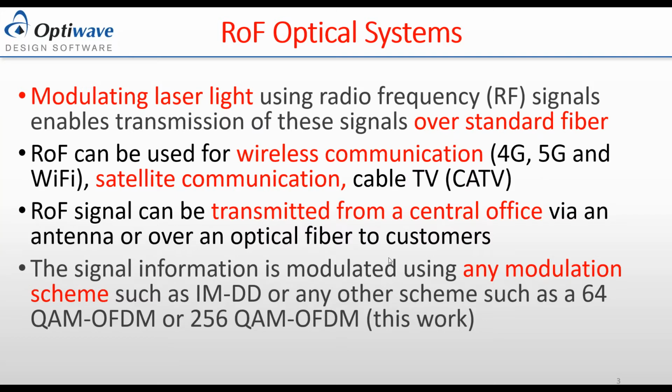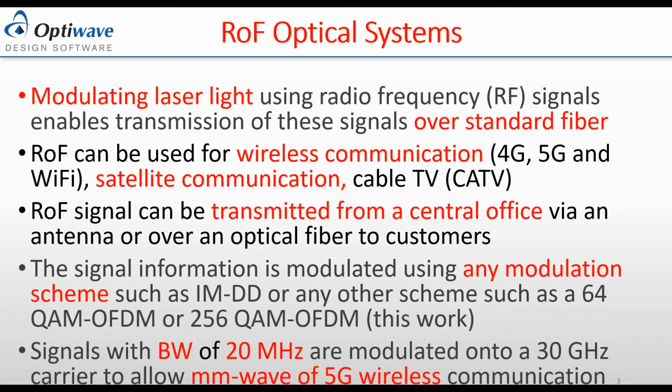The information of the signal is usually modulated using different modulation schemes available to the user. Some of them are intensity modulation and direct detection, or other schemes like QAM, OFDM, or PAM signals. All of these modulation schemes are available to be used in radio over fiber transmission systems. Now, in this webinar, we're going to talk about signals with a bandwidth of about 20 megahertz modulated onto 30 gigahertz, which represents a millimeter wave, typically used for 5G communication systems.